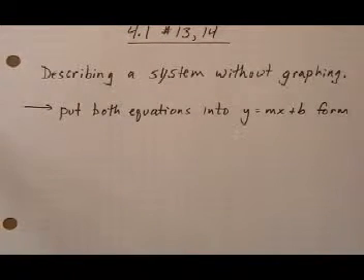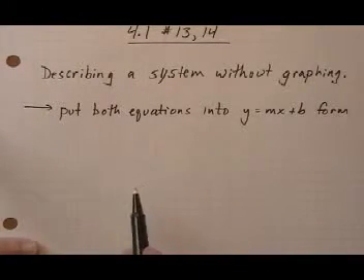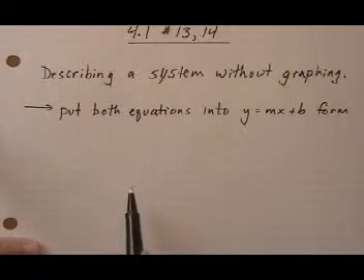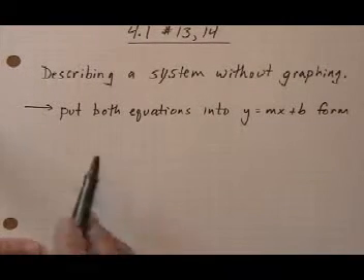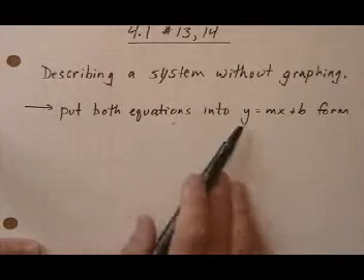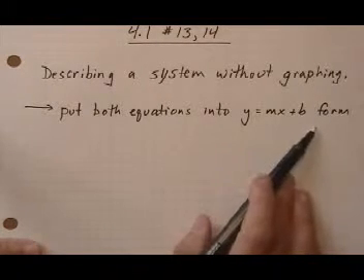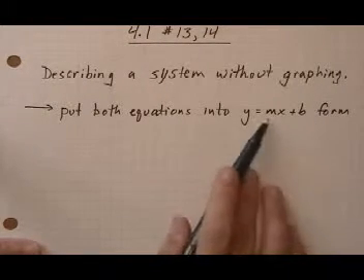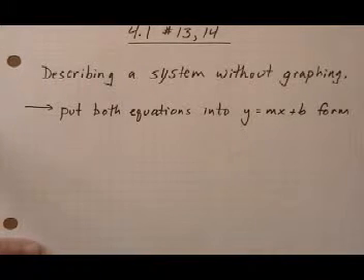In some questions in section 4.1, you're going to be asked to describe a system without actually graphing it. So describe if it has intersections, is it parallel lines, overlapping lines, or whatever. So here's what you want to do in that case. Put both equations into the y equals mx plus b form. And then take a look and see what the slope and the y-intercept look like for the two different equations.